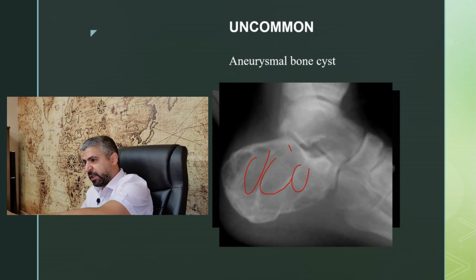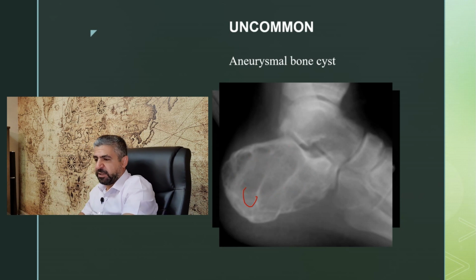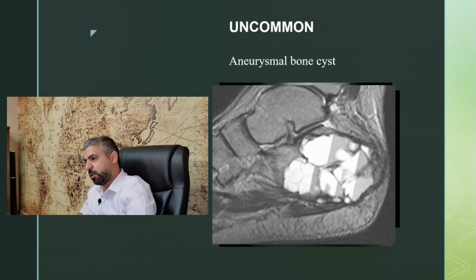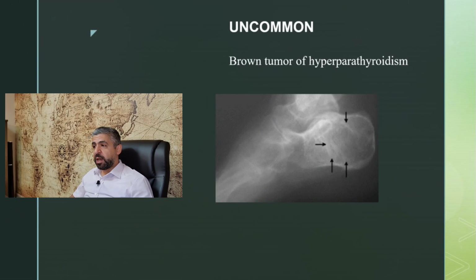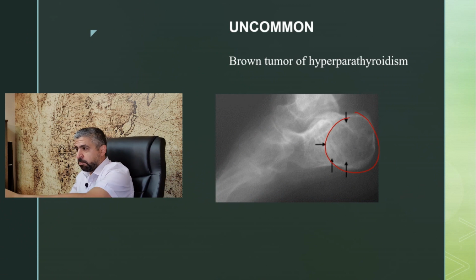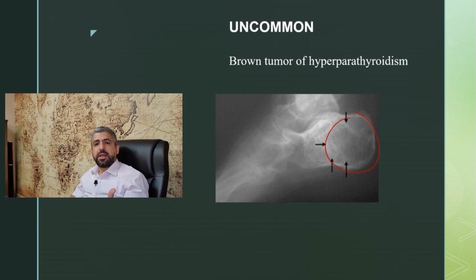Again, another example, on an X-ray, you have a multi-loculated lesion containing multiple foci of cystic changes, bubbly appearance, and you do an MRI for it, and again, it has typical multiple fluid levels or blood fluid levels, call it whatever you like, consistent with an aneurysmal bone cyst. Another very uncommon lesion to be seen in the calcaneus is a brown tumor of hyperparathyroidism. It presents as a lucent bony lesion. There's nothing specific about it.